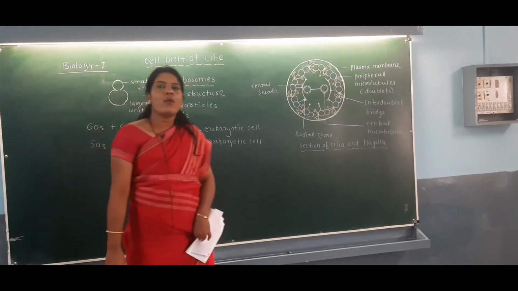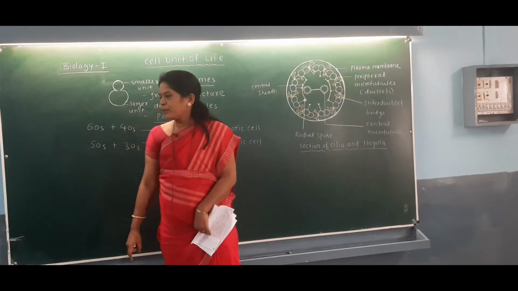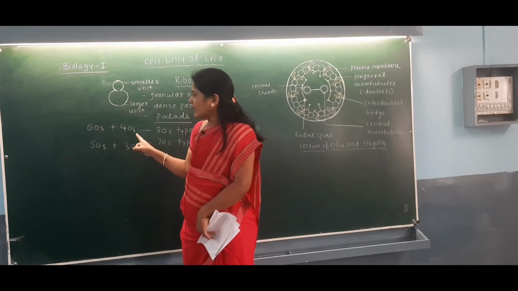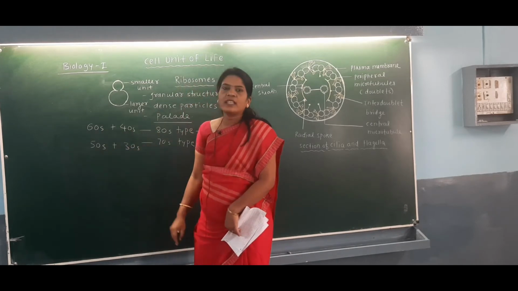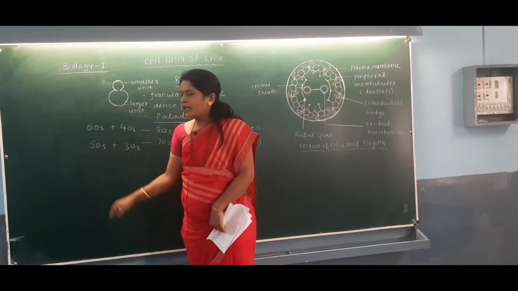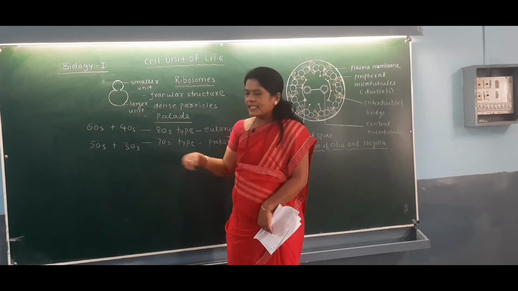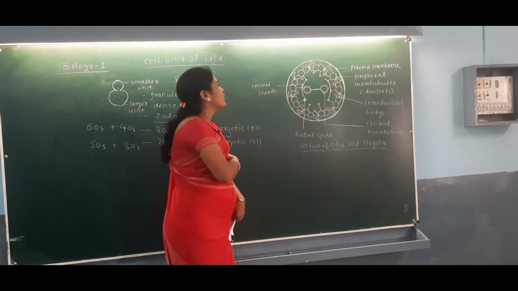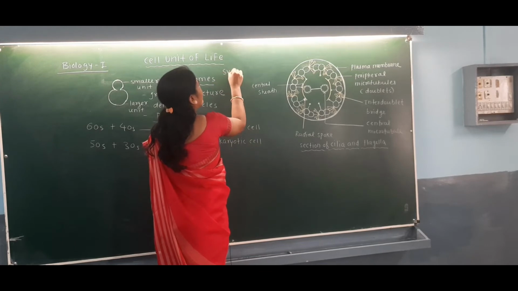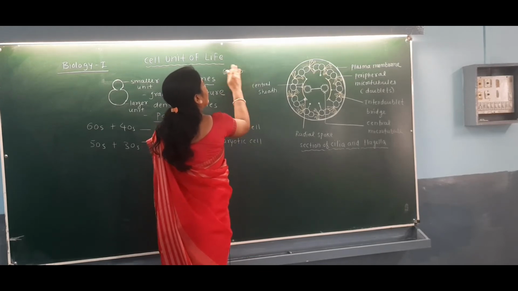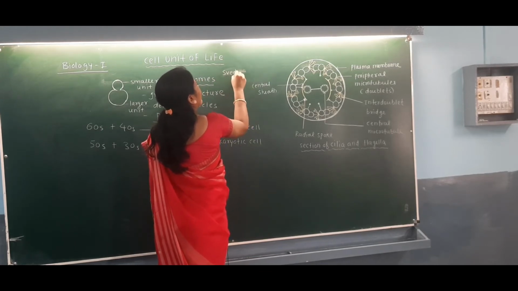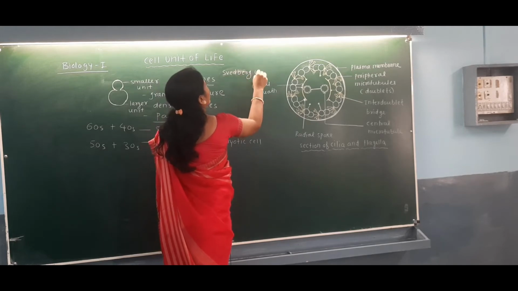Then what is the meaning of the S which is written after 60S, 40S, 50S and 30S? This S stands for Svedberg unit.